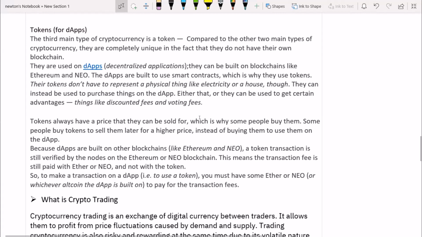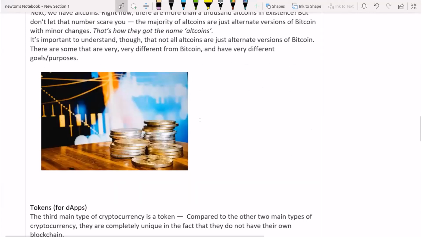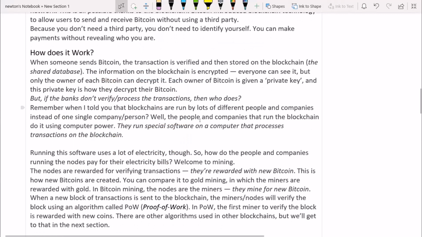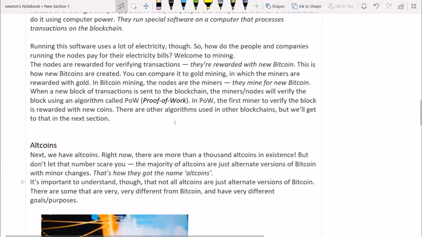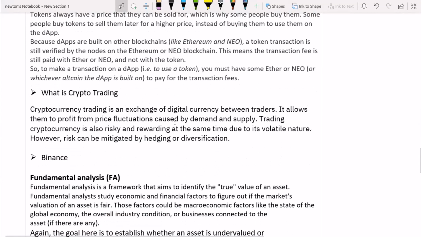So those are the three main types of cryptocurrency that we have: Bitcoin as the first, altcoins, and then tokens. So far we've talked about cryptocurrency and what it stands for. We now know what cryptocurrency is, so we move on to crypto trading. If we now have the idea of cryptocurrency and what they do, then what is crypto trading?